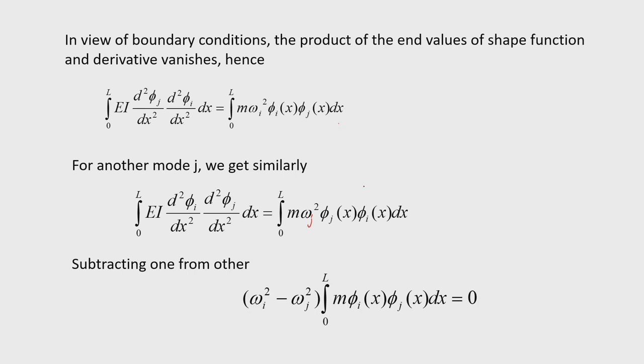If the two equations are compared, you can subtract one from another. So omega i square minus omega j square, because m phi i x phi j x are common in both the equations. I have subtracted this, and the left hand side is similar, so after subtracting you get 0. Now for two distinct modes, say 1 and 2 or 3 and 4, whatever they may be, where i and j are two different modes, the natural frequencies are different. So omega i is not equal to omega j.